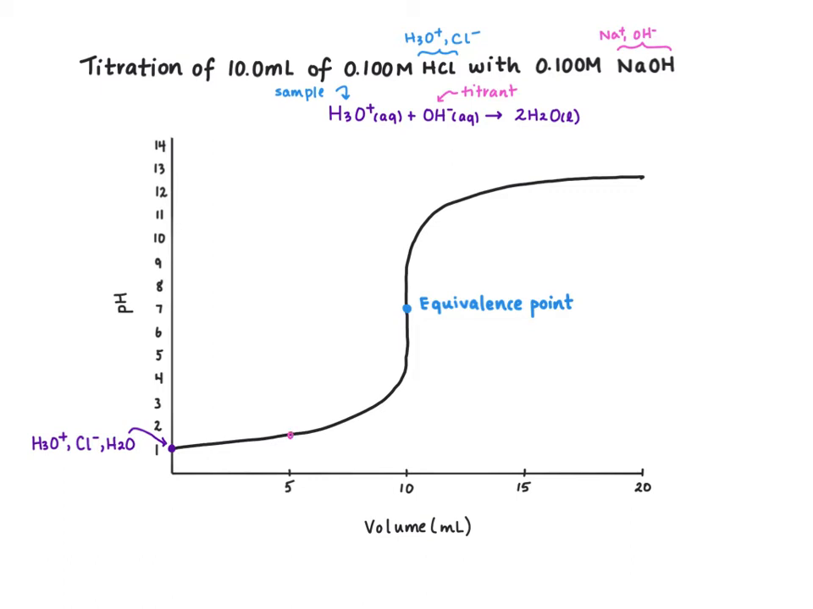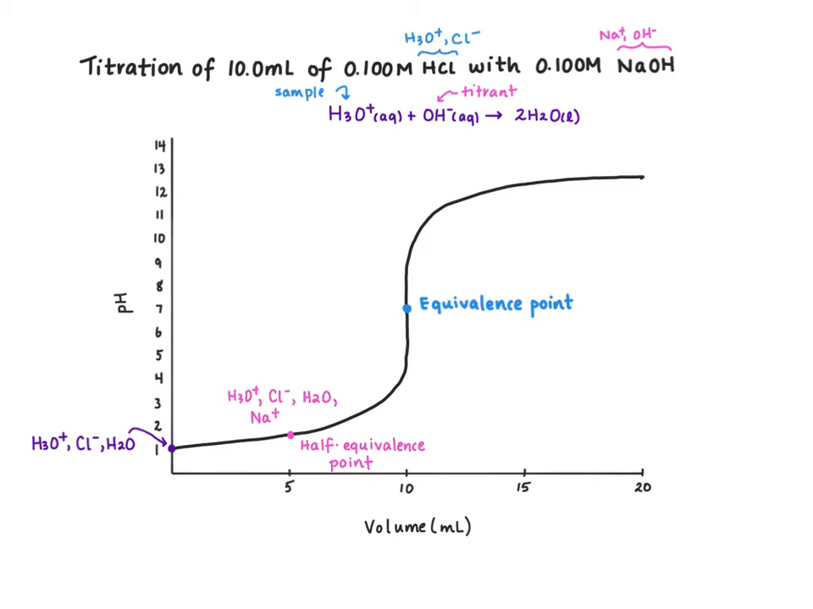At 5 milliliters, this is our half equivalence point because we've added half of the acid, or half of the titrant that we need. And at this point, we've reacted away half of our sample. So we will have H3O plus still, because we still haven't reacted away all of our sample. So we'll still have H3O plus and Cl minus. We'll still have water. However, now we also have some sodium from our sodium hydroxide.